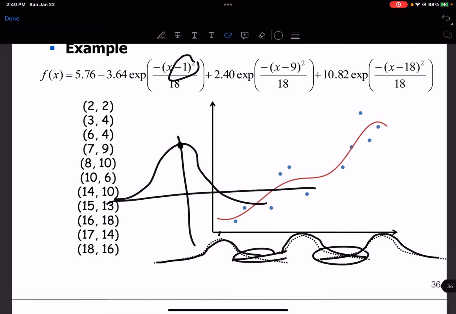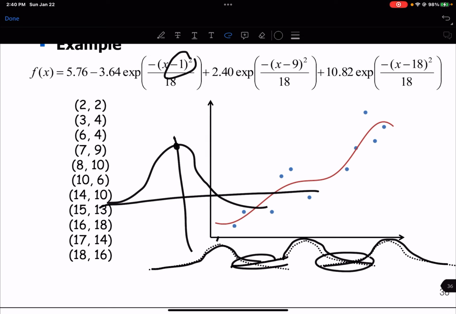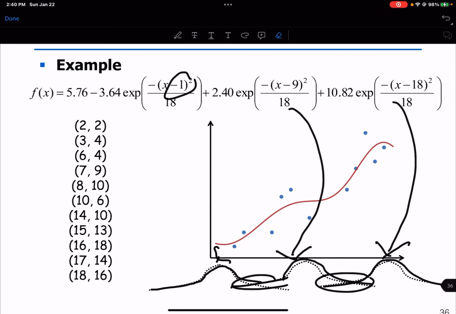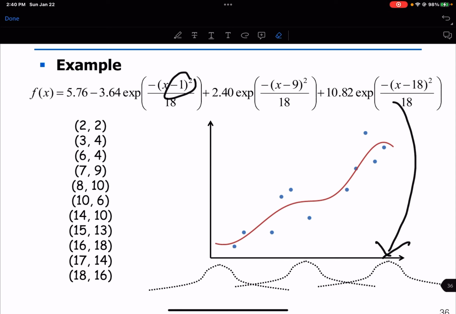And the final outcome is represented like this. This is the visual presentation for each h of x function. And the final model, or the final best fit line that we get from the kernel density function, is this red line.